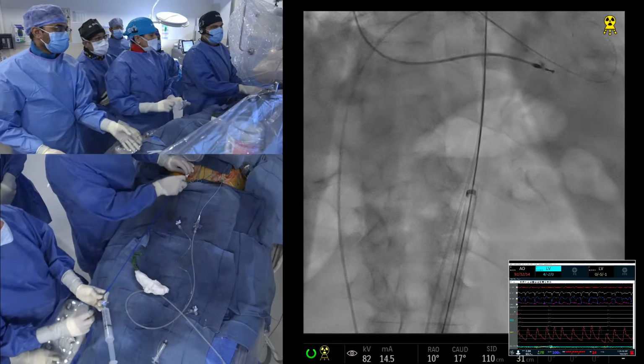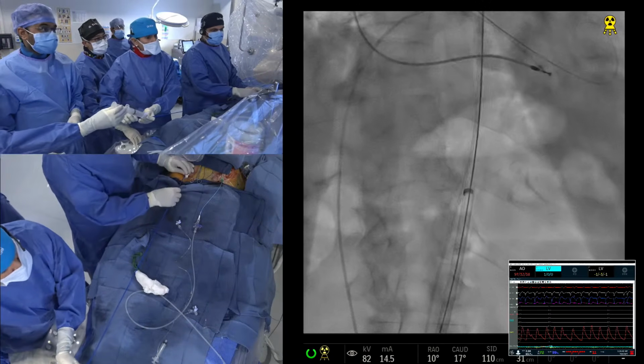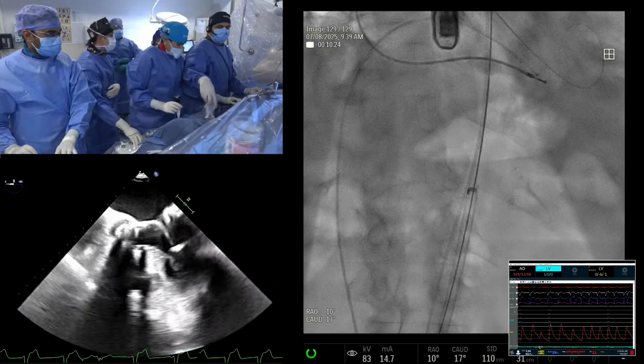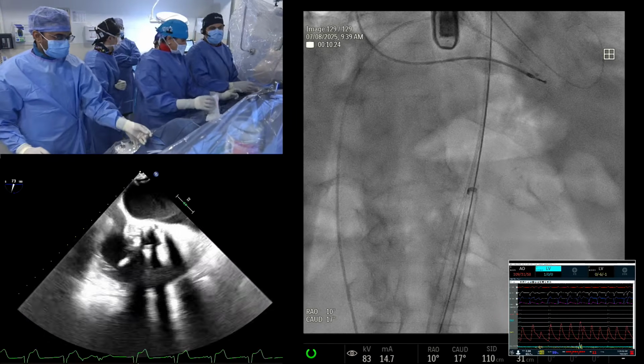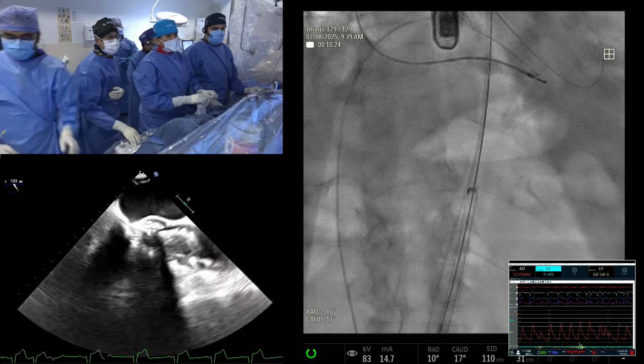Cine, at the end of the cine, you could see that. Stan, how does it look now? Yeah, let me see. Remember, the valve itself is normal to start with. The gradient has become very low. The question is whether the PVL improves.